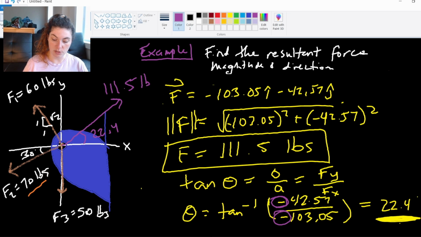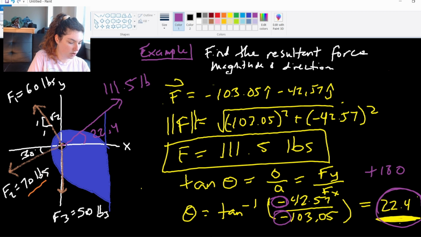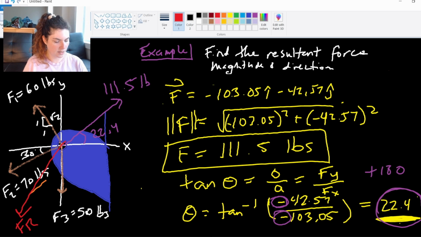What we need to do is take this number and add 180 to it. Because both of these are negative, because our X and Y are negative, we know that our real resultant force should end up somewhere over here. This is where our resultant force should be. Because our Y is negative, because our X is negative, we know it has to be in that quadrant.